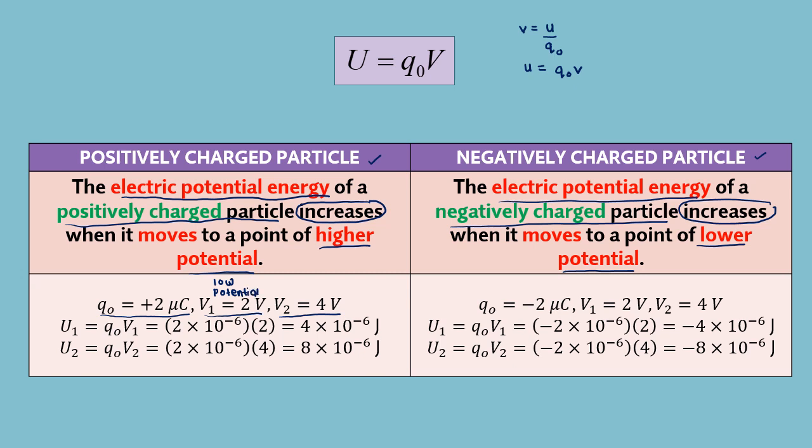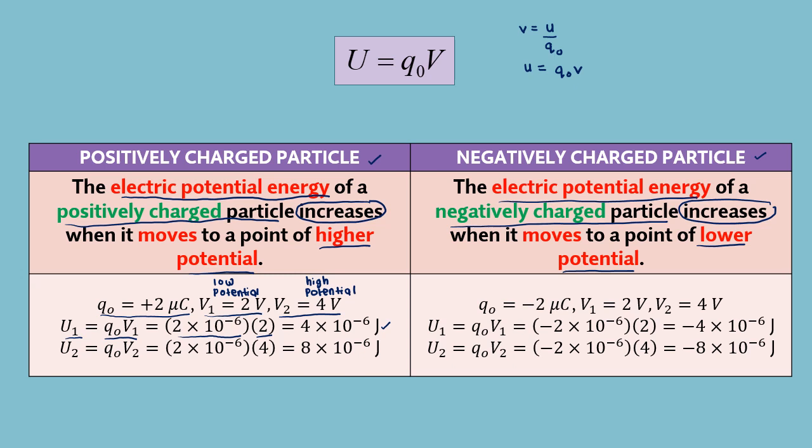Okay, while V2 is high potential. Then we substitute in the equation U equal to Q naught V just now. So we label it as U1 equal to Q naught times V1. So we substitute with the value. And then we will get, for U1 with low potential, which is 2 volt, 4 power of negative 6 joule.